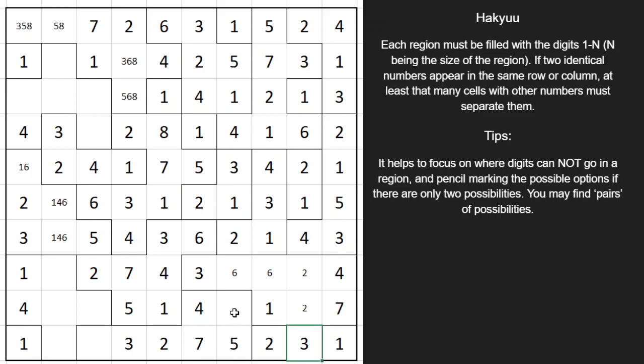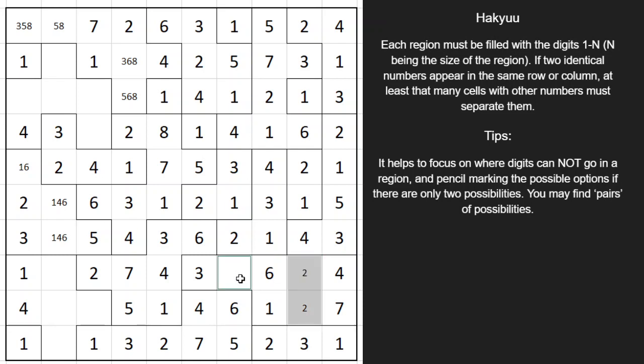And all we need now is a 6 and a 1. Well, the 1 can't go here because of this one, so the 1 goes there, 6 goes there, meaning this can't be the 6, that must be the 6. Make that bigger.